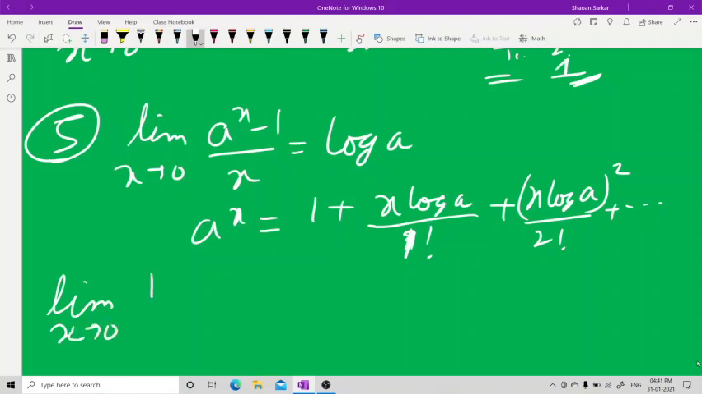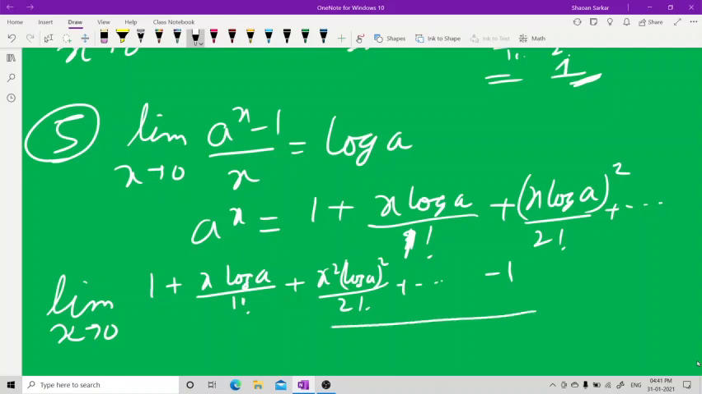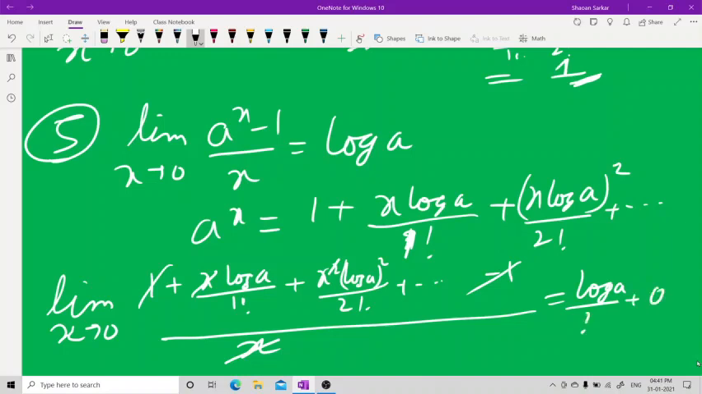Just write the limit as x tends to 0 of 1 plus x log a upon 1 factorial plus x square log a whole square upon 2 factorial, and so on and so forth, minus 1, upon x. So you cancel the 1s, and you cancel this x from here. So you get log a upon 1 factorial plus all zeros. So you get log a, and 1 factorial is 1. So this is log a.